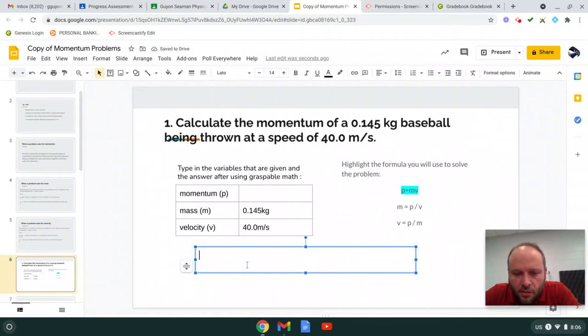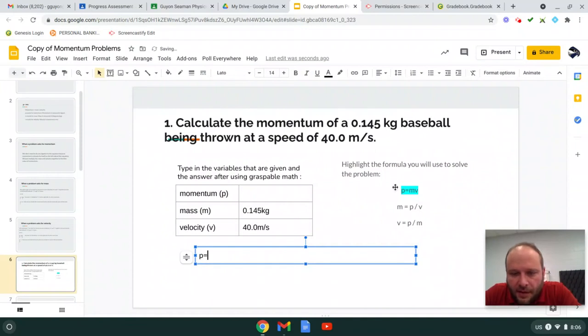Now I want to solve for momentum. So I'm going to take my p equals, okay, and if I look at my highlighted formula here, it's mass times velocity. So I'm going to take my mass number. I'll put parentheses around it just so we know we're going to multiply. So my mass number is 0.145, okay? And I'm going to multiply that by my v. So my v is 40.